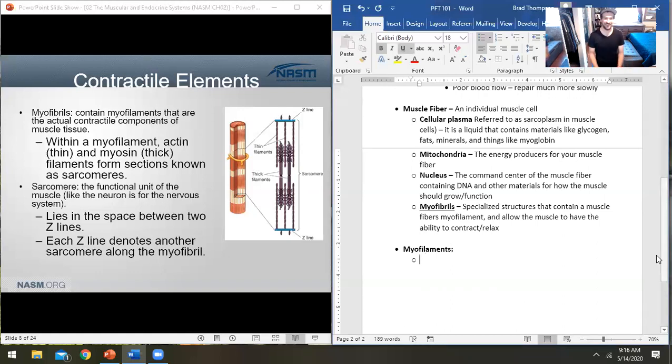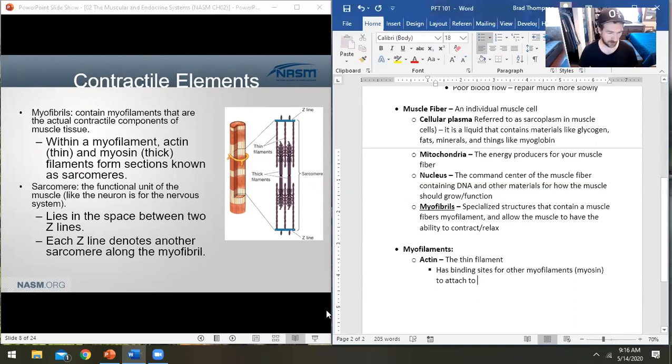So your myofilaments, you're going to have the first one, which is going to be actin, okay? So actin is the thin filament, right? It has these special binding sites, right? You can see it right here, right? That is your actin strand, okay? So it has binding sites for other myofilaments, like myosin, to attach to, right? So your actin is this little thin strand.